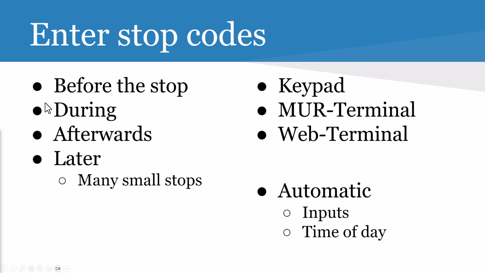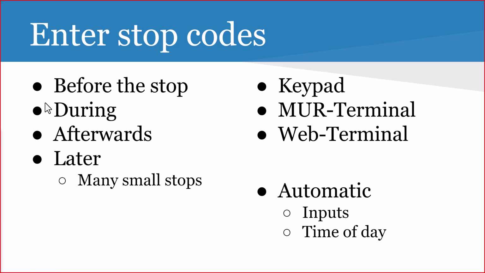Standard steps are they can enter stop codes before the stop, when the machine is stopped, and after they have got the machine up and running again. And it can also be done later afterwards. To use this, you have either the keypad next to the MUR-Box, you have the MUR terminal, which is Windows software you can install on a PC, and you have the web terminal, which also works on the PC in the browser, but you can also use smaller devices such as phones and tablets for that.